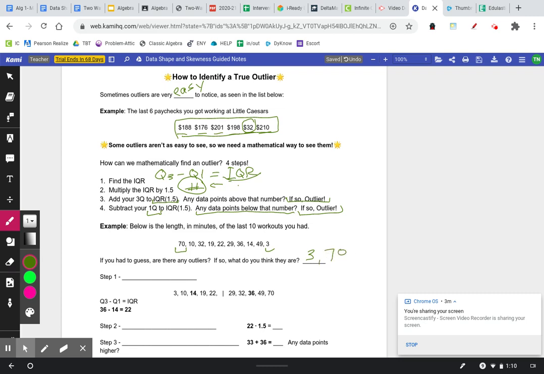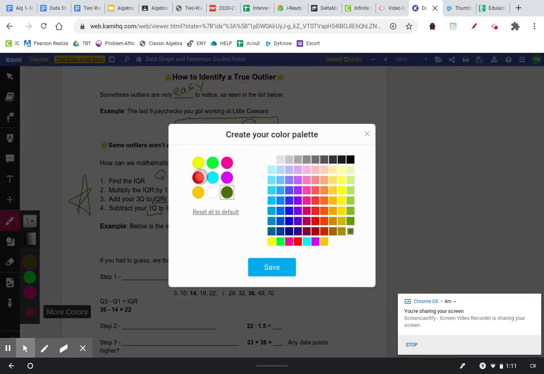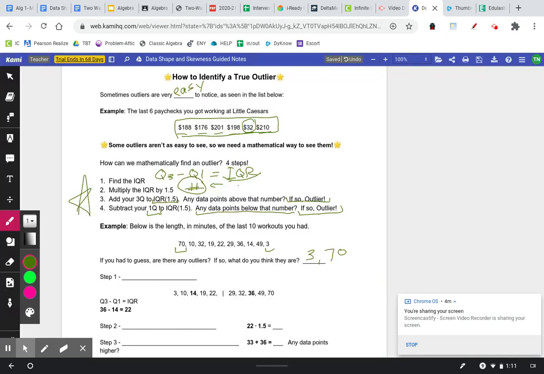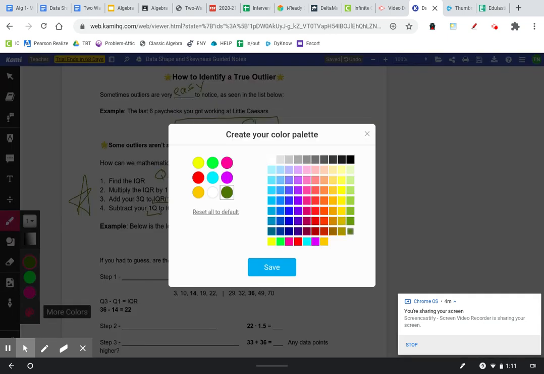I'm not sure if you agree or disagree. Maybe you think one of them is an outlier, maybe you think both of them are, maybe you think there's more than just those 2. Take a second to consider what you think the outliers might be, and then we're going to go ahead and work our way through this. We're going to do these 4 steps together and make sure that we can identify truly whether there is or is not an outlier. Let's go ahead and start.